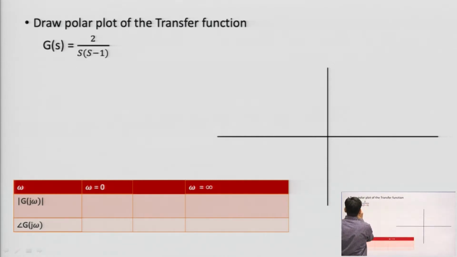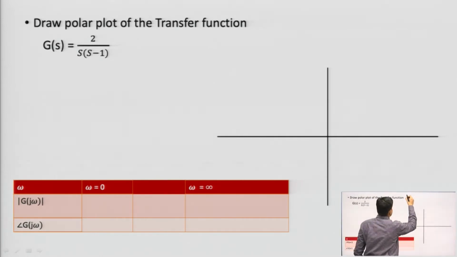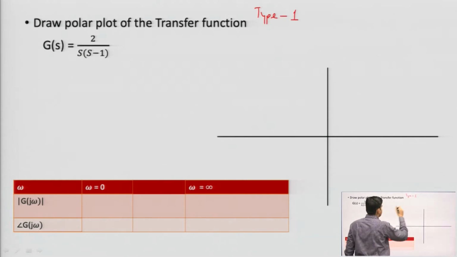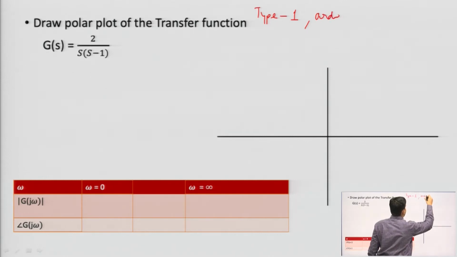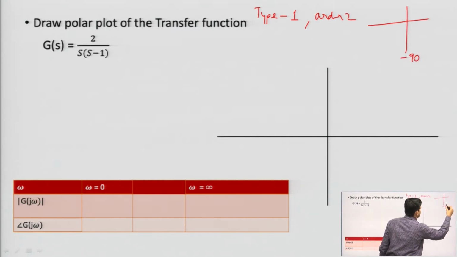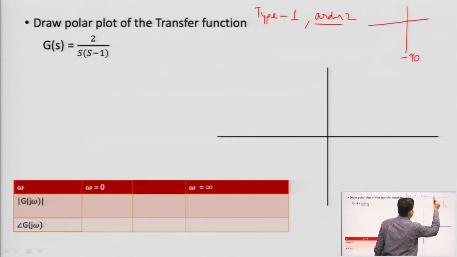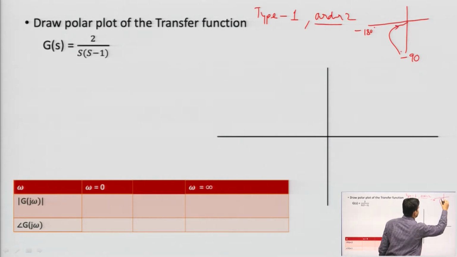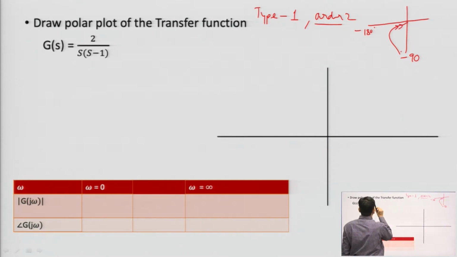We would like to see this transfer function G(s) equal to 2 over s minus 1. What is my type here? The type of system is type 1 because one pole lies at the origin, and the order is 2. So, what would be the polar plot? From the previous concept we can say for type 1, order 2 my polar plot starts from minus 90 and terminates at minus 180, so I would draw the plot like this.